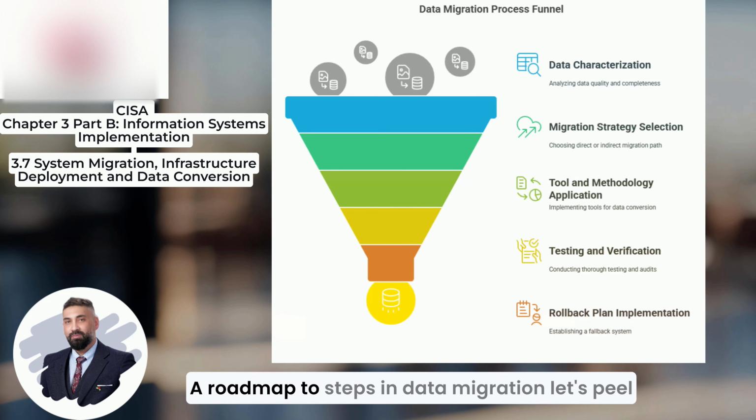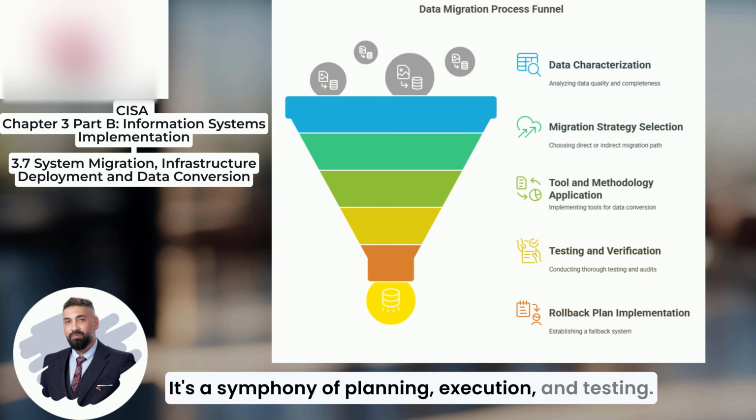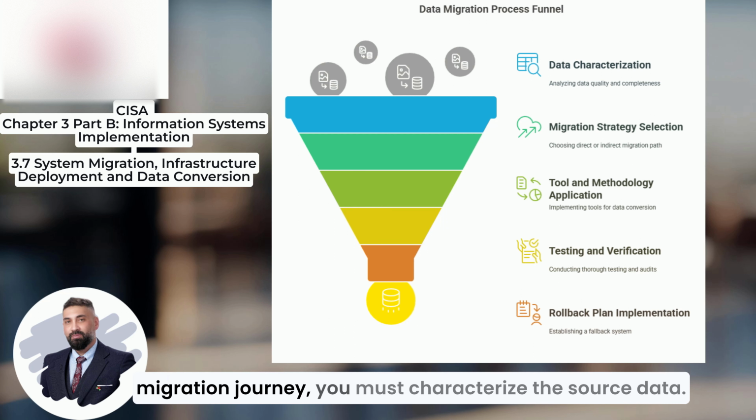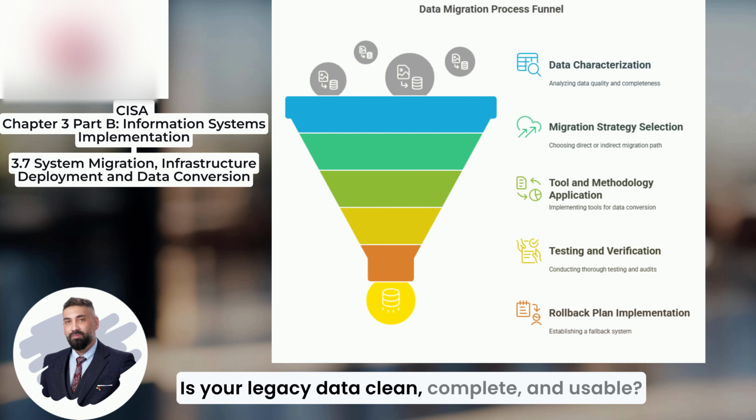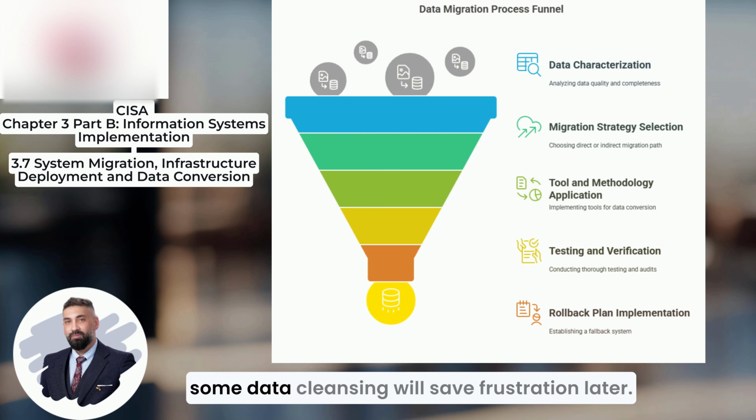A roadmap to success. Steps in data migration. Let's peel back the layers of a successful data migration. It's not just about flipping a switch, it's a symphony of planning, execution, and testing. Here's how you orchestrate this intricate dance. Step 1. Prepare thoroughly. Before embarking on the migration journey, you must characterize the source data. Is your legacy data clean, complete, and usable? If not, rolling up your sleeves for some data cleansing will save frustration later.